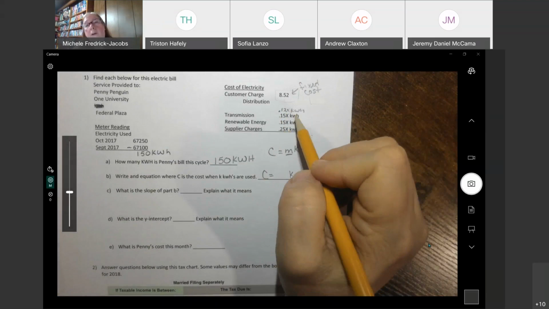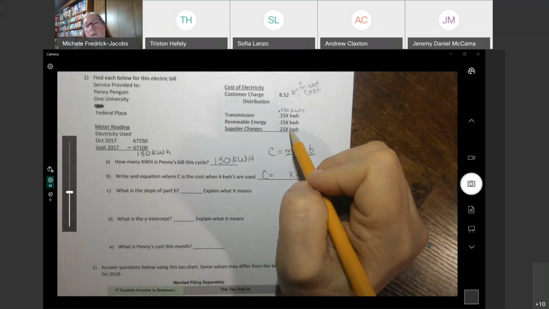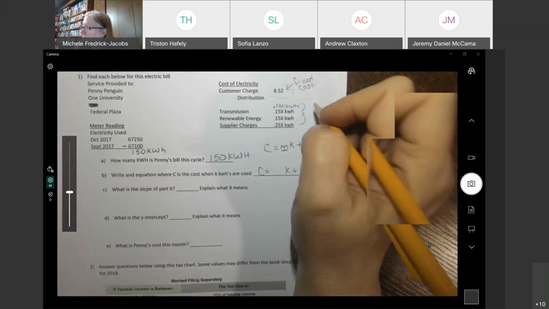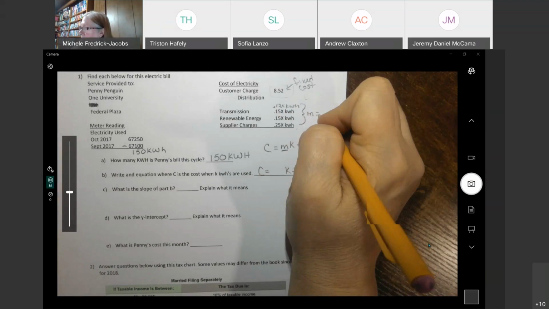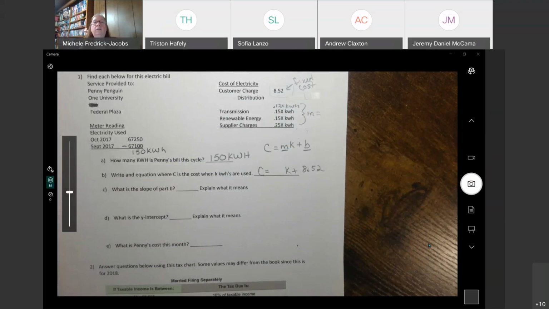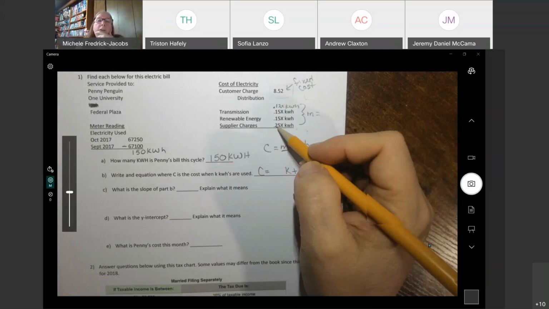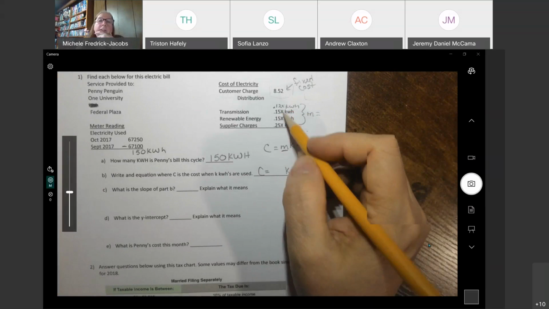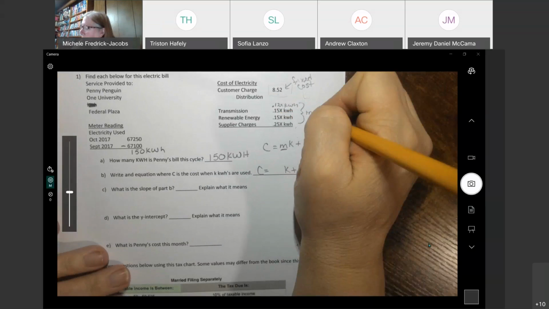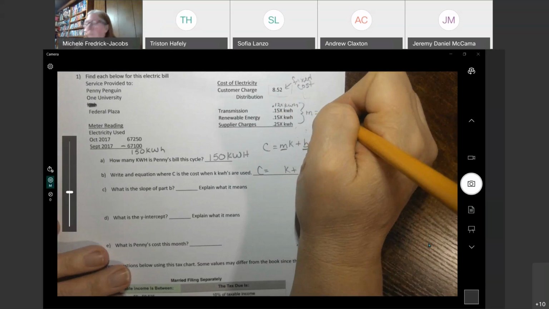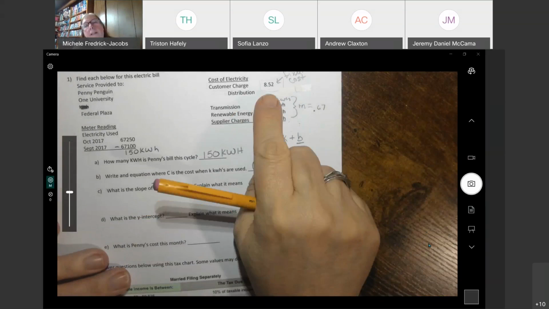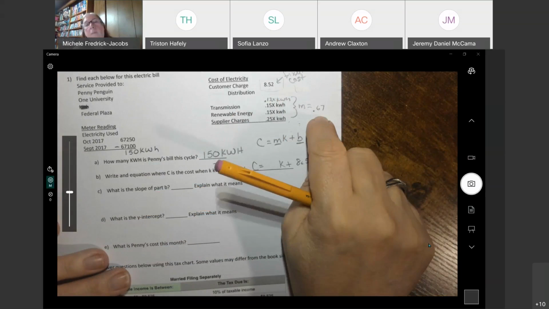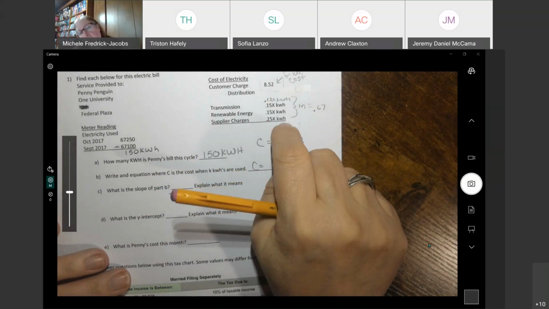These are all multiplied by kilowatt hours. All of these added together is my slope. $30, $40, $50, $60, $67.67. That's what I got. So if we add these up, we'll get 0.67, and that's our slope because that's per kilowatt hour.